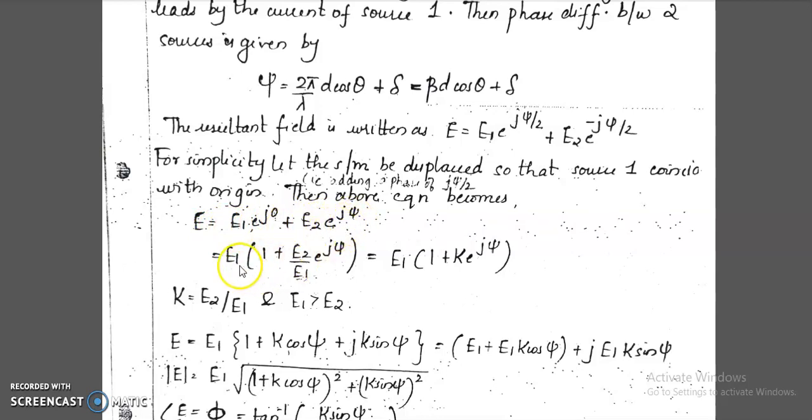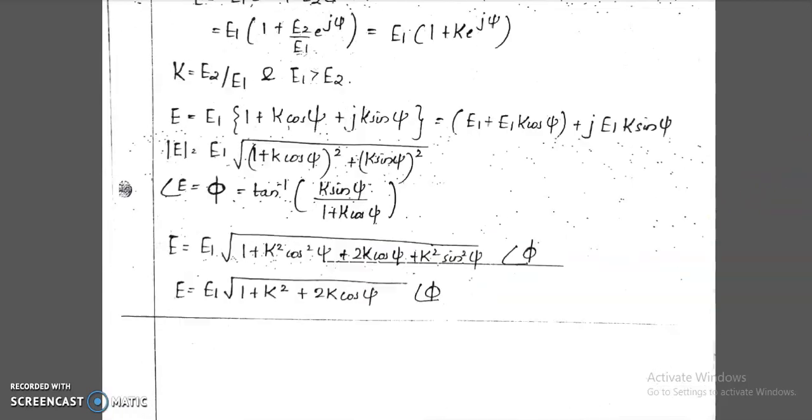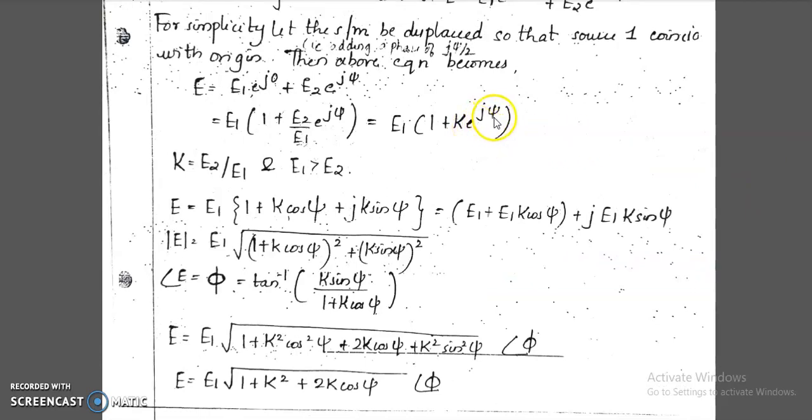We can rearrange the equation. We take E1 outside. So the equation becomes E1 into 1 plus E2 by E1 into e raised to j psi, and E2 by E1 can be written as k. Next, we know that e raised to j psi can be written as cos psi plus j sin psi. So you will get the electric field in terms of a real term plus j into an imaginary term. Next, we can find its magnitude. That is, magnitude of E is equal to E1 into square root of (1 plus k cos psi) the whole square plus (k sin psi) the whole square. Like that you can compute its phase also.